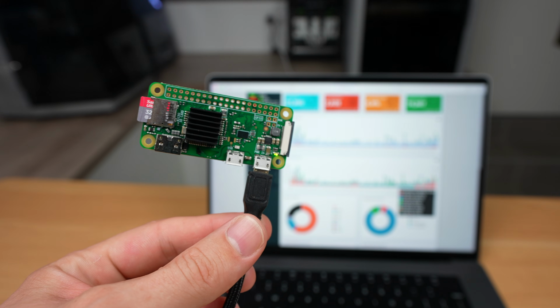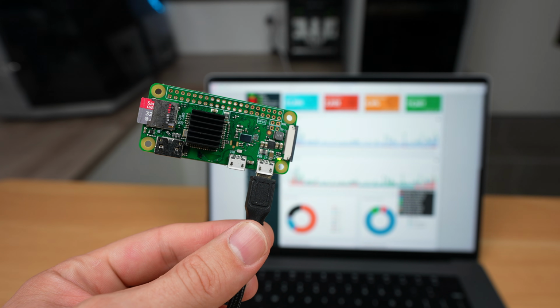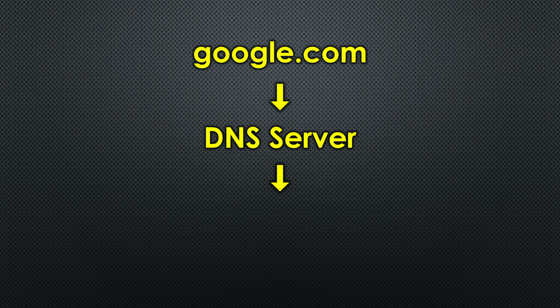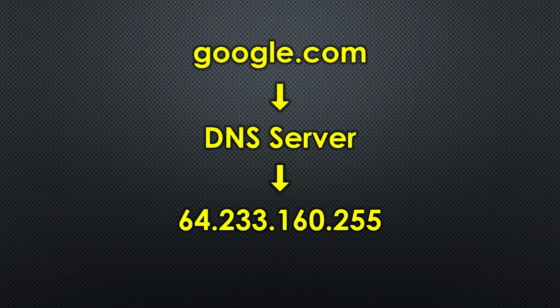To be clear, Pi-hole doesn't run or inspect all of your web traffic, and that's why a Pi Zero can handle it. When you visit a website, you type in a name like google.com, but computers don't actually use names, they use IP addresses. The job of the DNS server is to translate the name into an IP address so that your computer can connect to it.